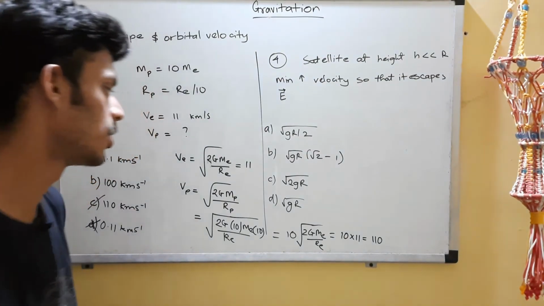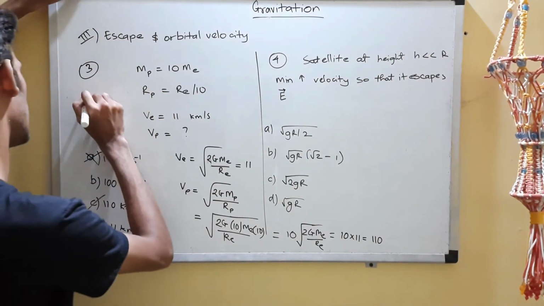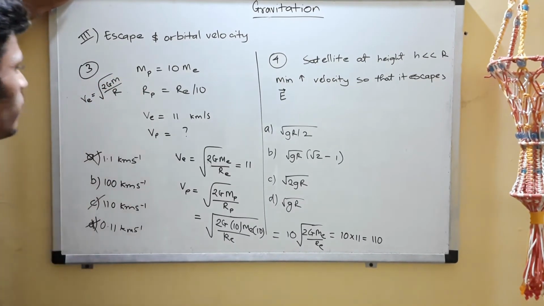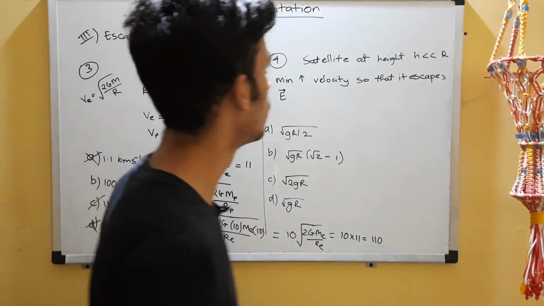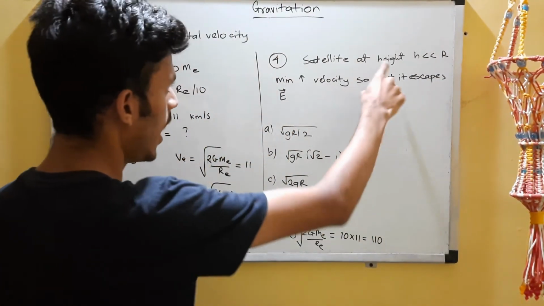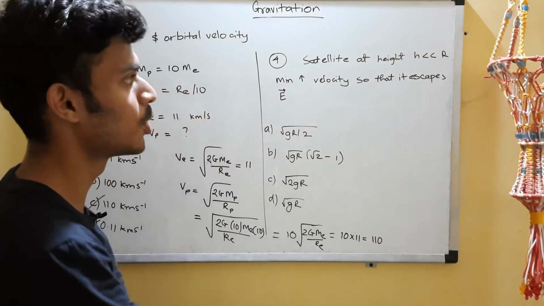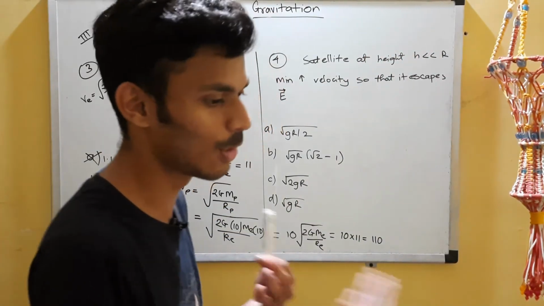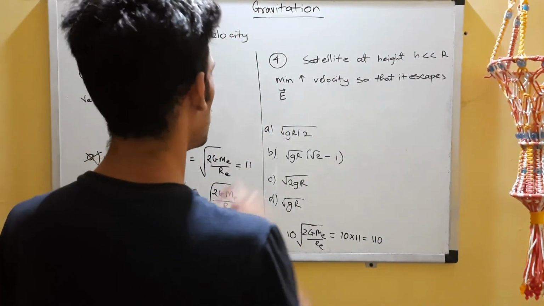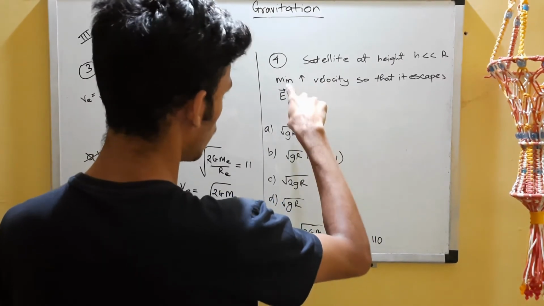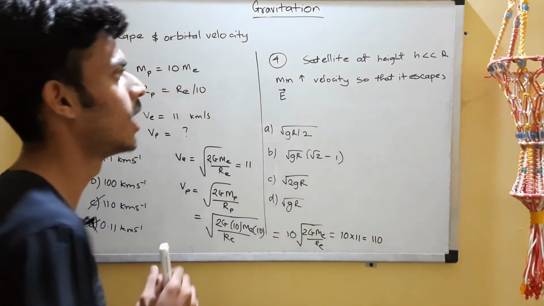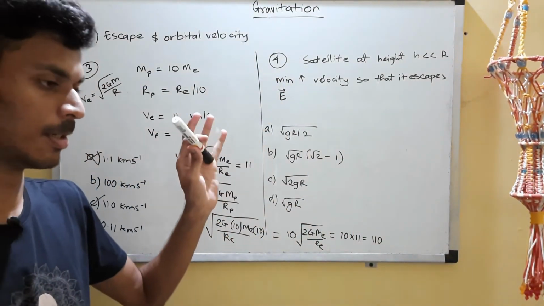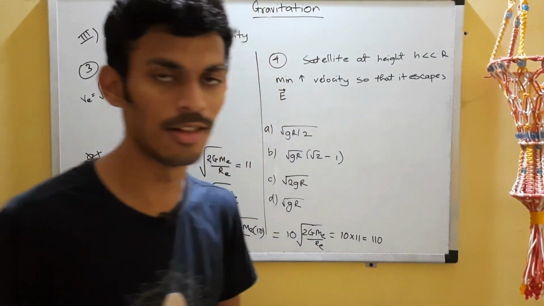Okay, I hope the approach is pretty simple. I hope you know this formula, that escape velocity is given as under root 2GM upon R. Okay, now let's come to question number 4. We have a satellite which is at a height h, which is way smaller than the radius. So you can just consider the satellite as very close to the surface. Okay, and then you are supposed to tell what should be the minimum increase in the velocity so that your satellite escapes to infinity, or the satellite escapes the gravitational field of Earth.